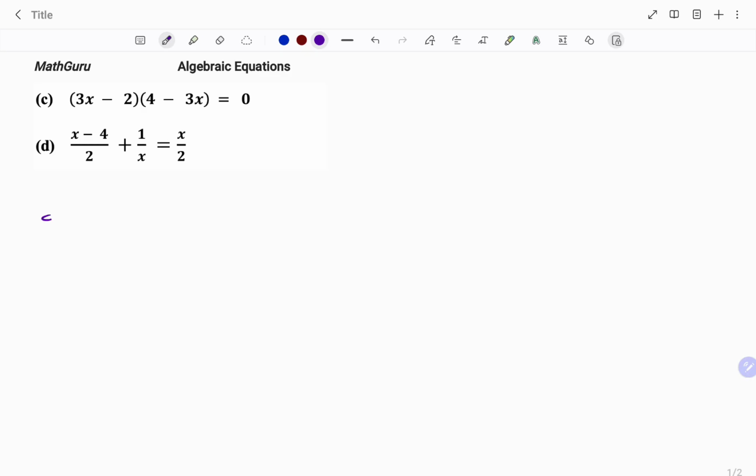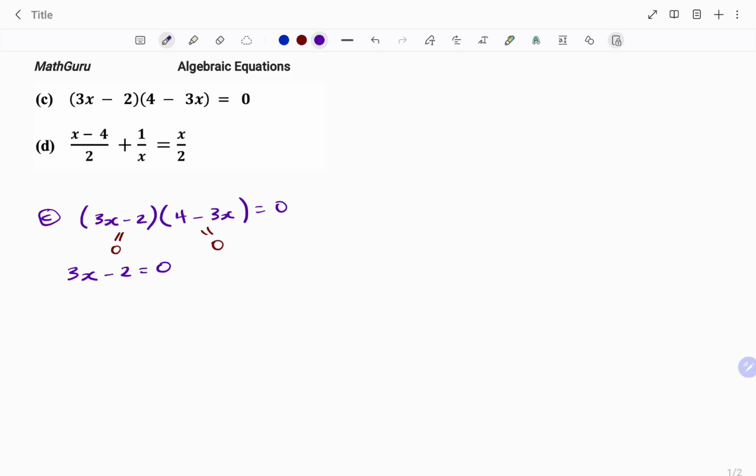For C, I have in bracket 3x minus 2 close bracket multiplying 4 minus 3x equals 0. Because it's equal to 0, that means the left hand side has already been factorized. All I need to do is to equate either of the brackets to 0, and that will give me 0 on the right hand side. So I'm going to have two values for x. The first value will be 3x minus 2 equals 0.